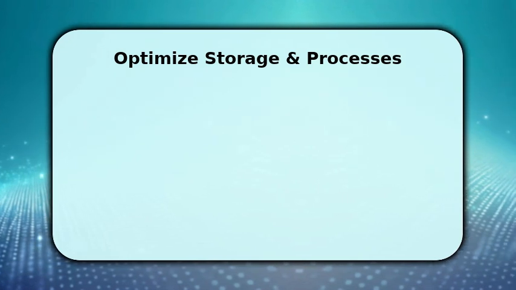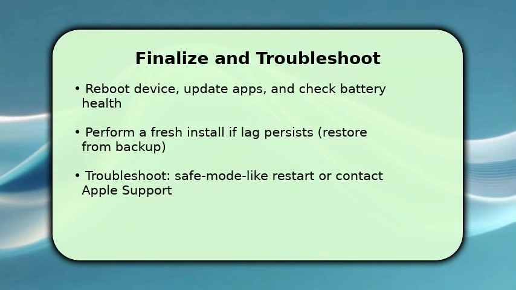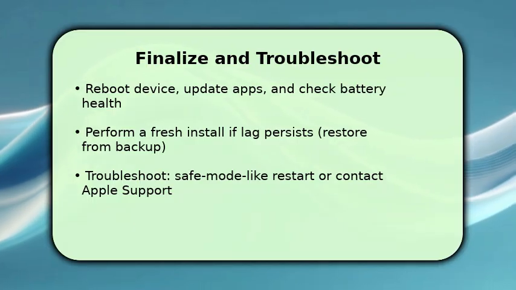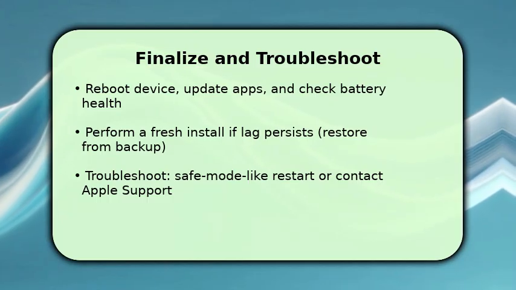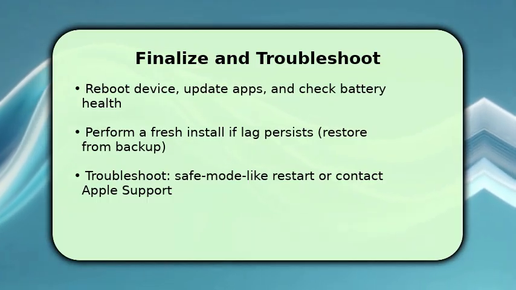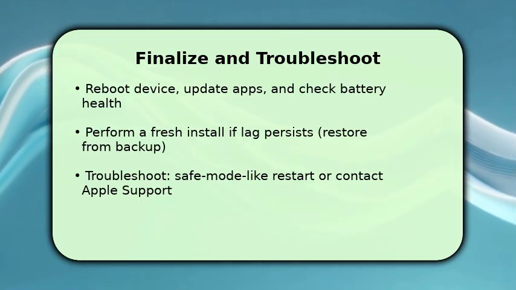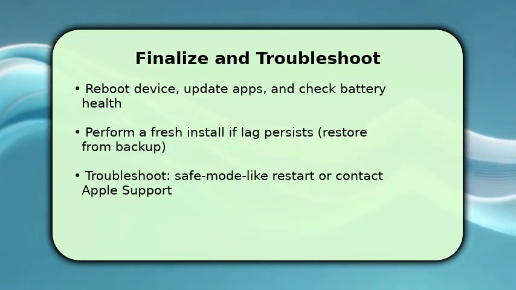You finish by rebooting the device so all cleaned caches and setting changes take effect. A simple restart often yields the largest perceptible gain. Update all apps to their latest versions and check battery health for degradation that can trigger throttling. If lag persists, perform a fresh iOS install and restore from backup. This removes deep software corruption.